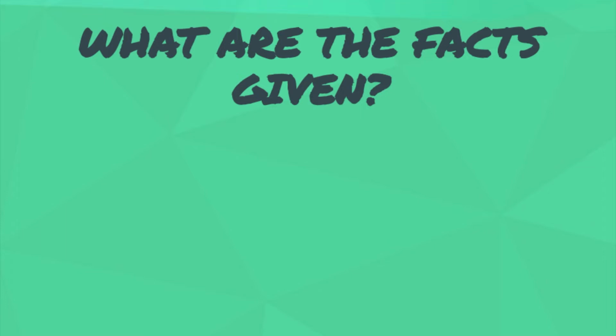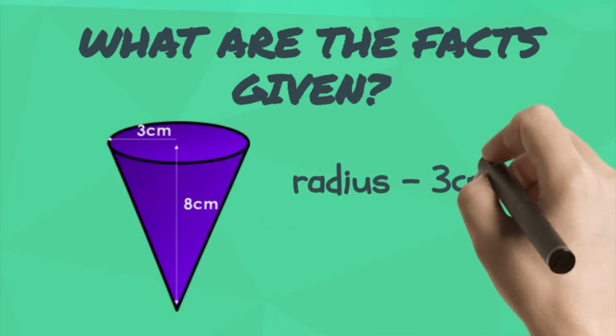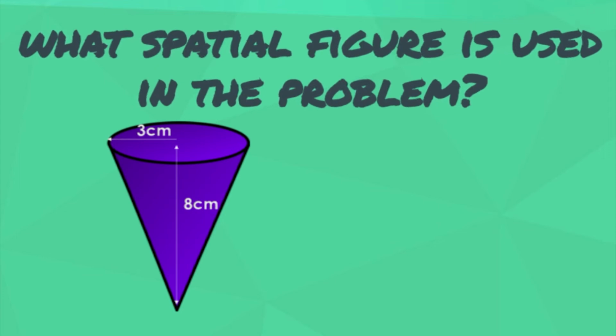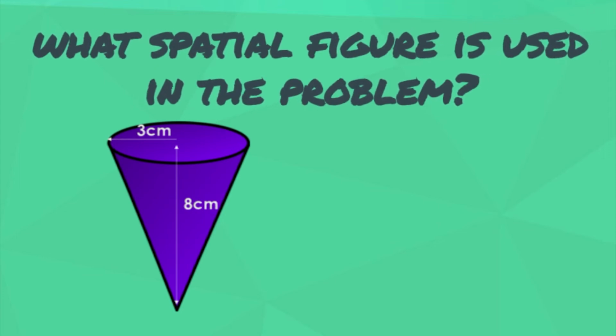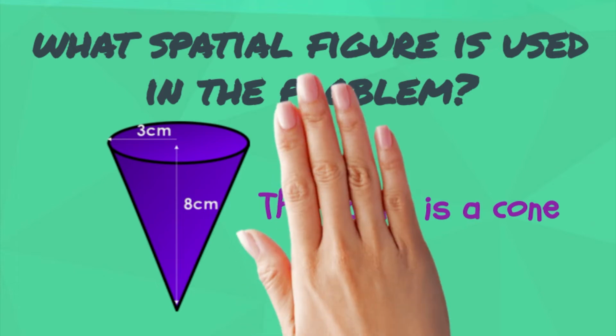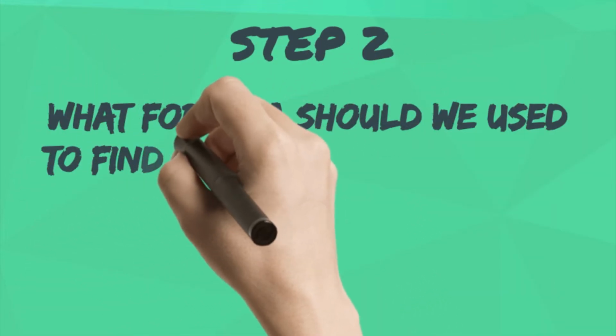What are the facts given? The cone has a radius of 3 cm and a height of 8 cm. What spatial figure is used in the problem? The figure is a cone. Now that we have finished studying the problem, let's move on to step 2. What formula should we use to find the volume of a cone?